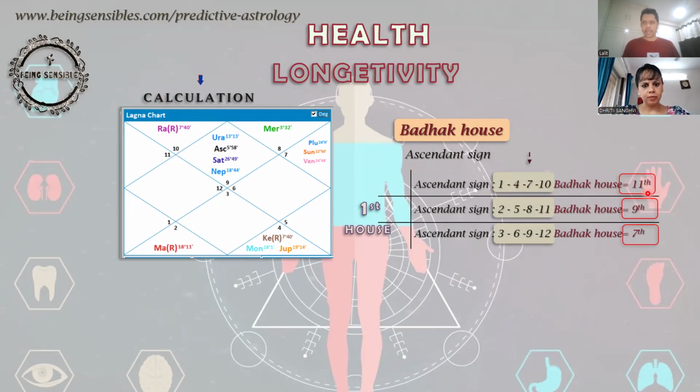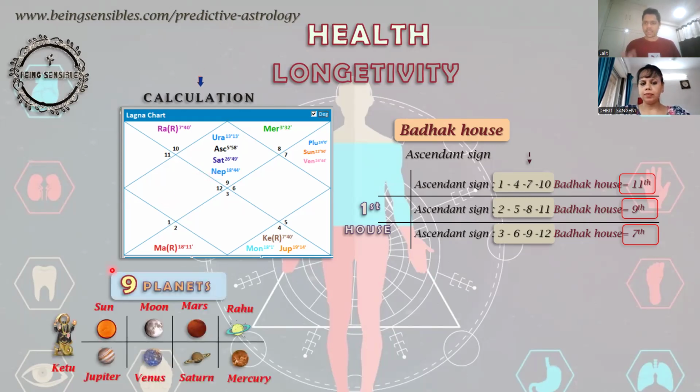What does it mean? Suppose you find Taurus in the first house, and the Badhak house is the 9th. That means when calculating longevity, this is the additional house to be calculated. So this is the first step to calculate longevity: the sign of the first house. This is the first thing to keep in mind before initiating the calculation.